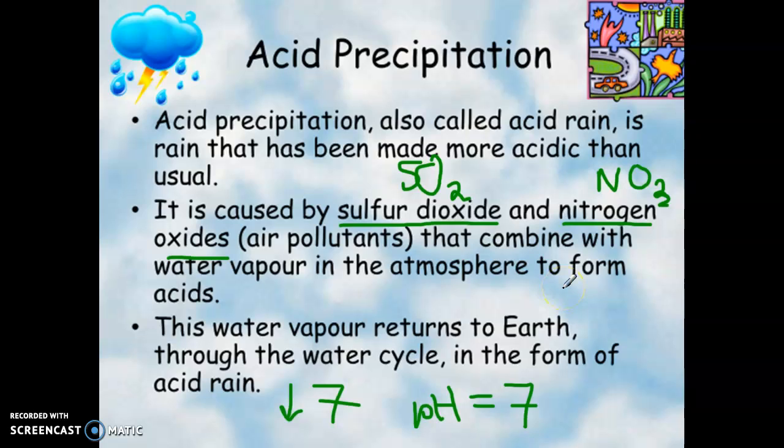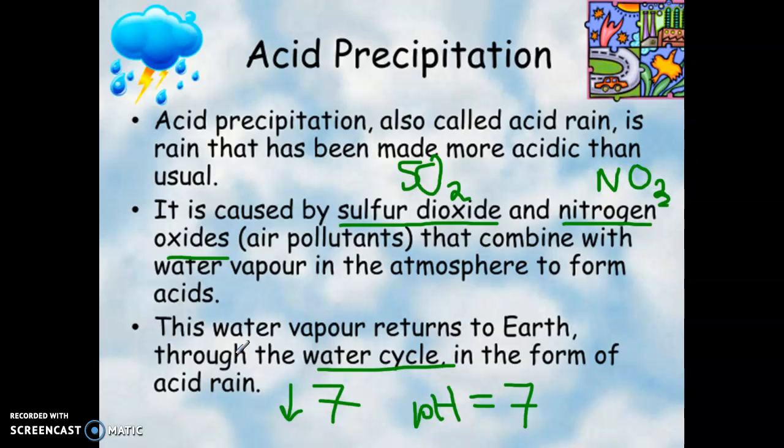There are some other sources of this, but it's not as heavy of an influence in terms of adding it to the air as burning fossil fuels would. So what happens is, of course, up in the atmosphere where water will condense down with these compounds, when it comes back down to Earth through the water cycle, it comes down now in the form of acid rain.